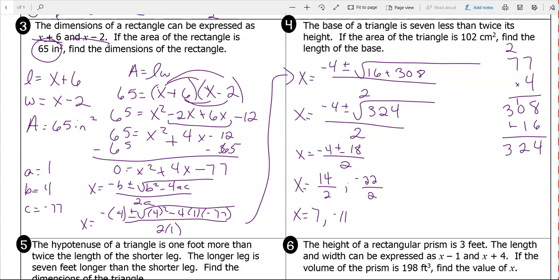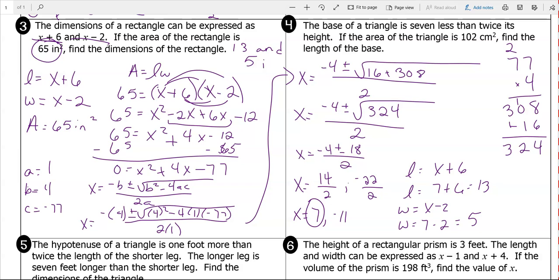And we're definitely going to want to use the 7 for both of those dimensions, because if we use a negative, we'll end up with negative length or width. All right, so if length is x plus 6, then it's going to be 7 plus 6, which is 13. And width is x minus 2. So that's going to be 7 minus 2. And that's going to be 5. So our dimensions are 13 and 5 inches.